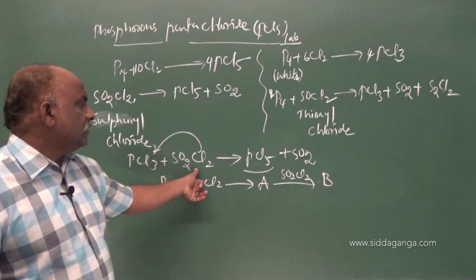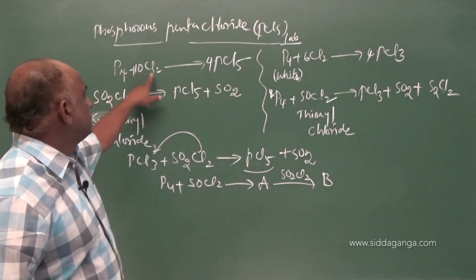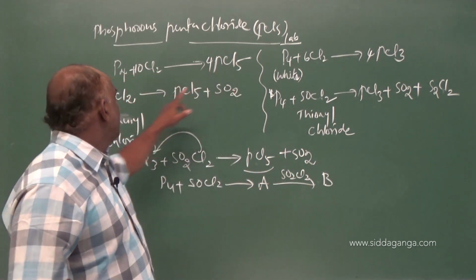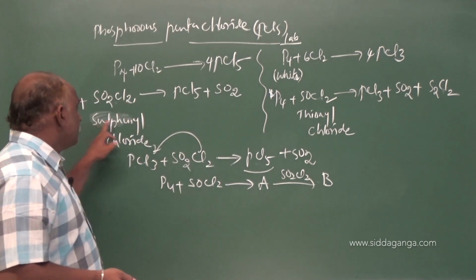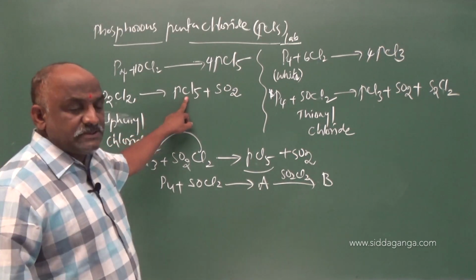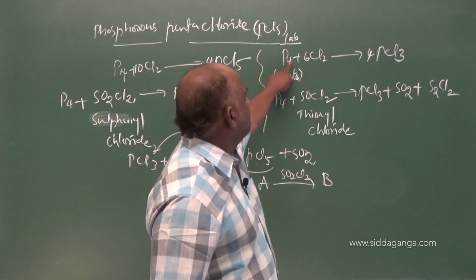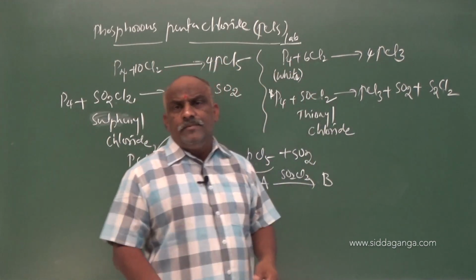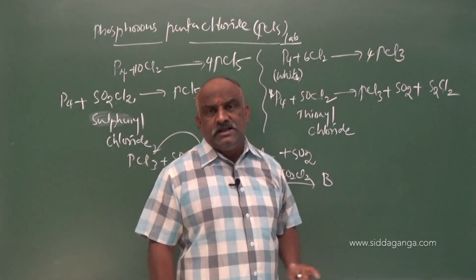PCl3 plus SO2Cl2 gives rise to PCl5 plus SO2, or phosphorus plus SO2Cl2. What is SO2Cl2? It is called sulfuryl chloride. Sulfuryl chloride gives rise to phosphorus pentachloride. These are the general preparations. Going to this side, this is the laboratory preparation. Laboratory preparation of phosphorus trichloride is P4 plus 6Cl2 gives rise to 4PCl3.